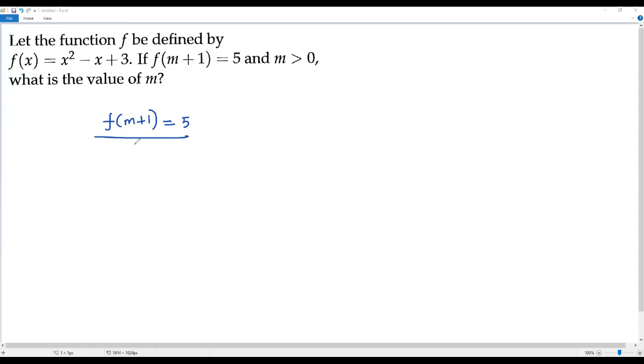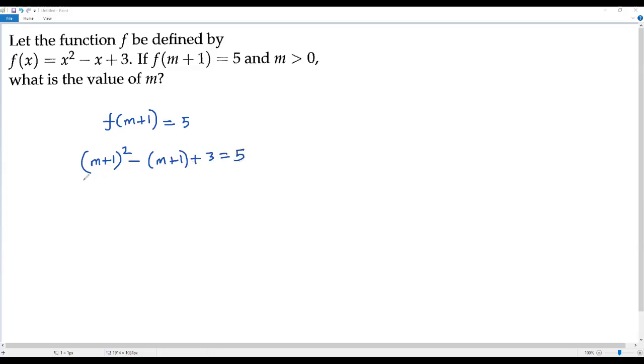But when I look at the condition, at the place of x, what do I have? I have m + 1. So in this expression, I have to replace x by m + 1. Replacing each x by m + 1, I get (m + 1)² − (m + 1) + 3 = 5.